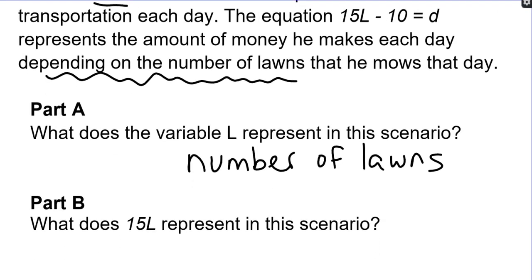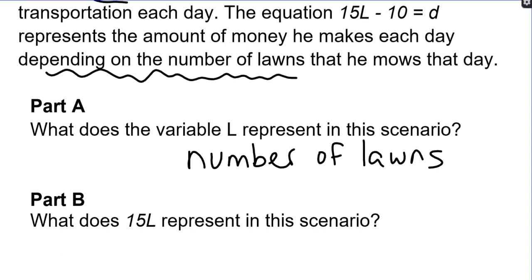Part B, what does 15L represent? So now we take 15, which we said is the rate, how much money he gets paid for each lawn, and we multiply it by the total number of lawns. And what does that give me? Well, that gives me 15 times one lawn, he has $15. If he does 2 lawns, then it's 15 times 2, so it's $30. If he does 3 lawns, then it's 15 times 3, so it's $45.